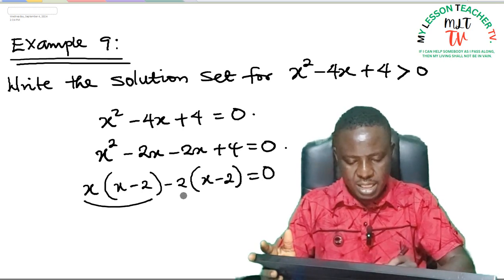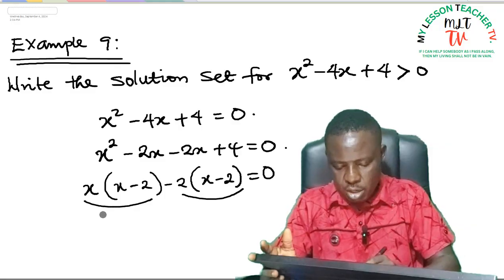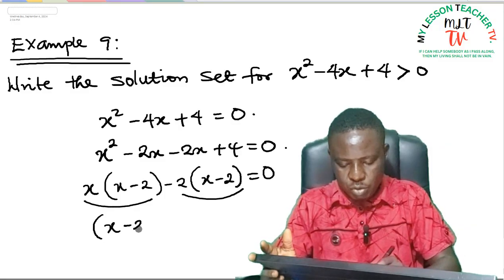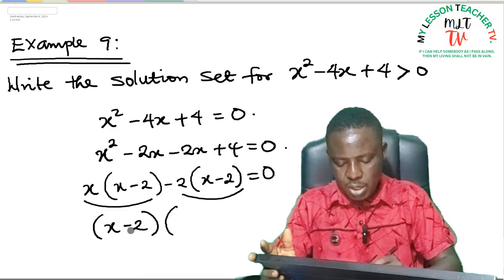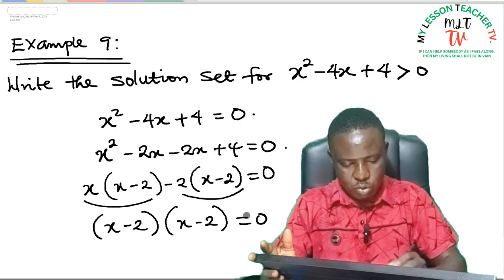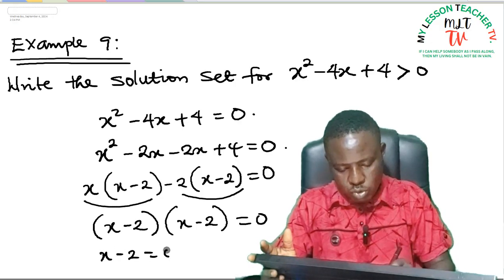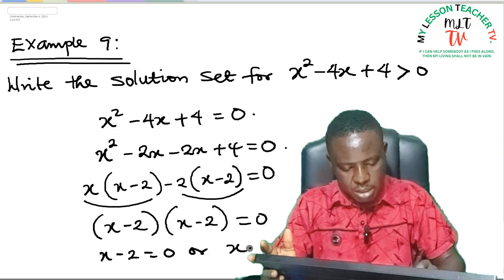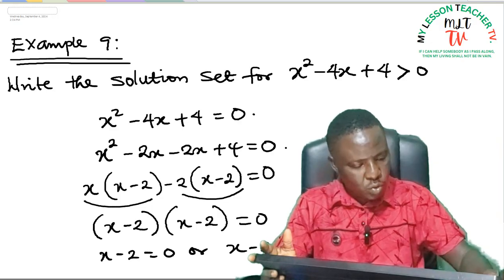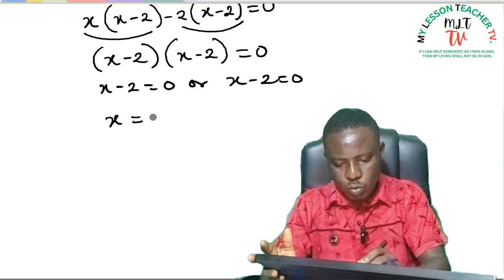Now, looking at this and this, you discover that x minus 2 is still common. That is what is in the bracket. You equally factorize it out, x minus 2 into bracket. And when you do that, you'll be left with x minus 2 being equal to 0. So we have it that x minus 2 is equal to 0 or x minus 2 is equal to 0. At this point, you can tell me that x is equal to plus 2 twice.